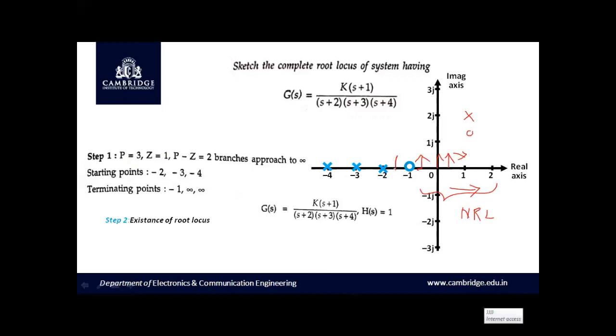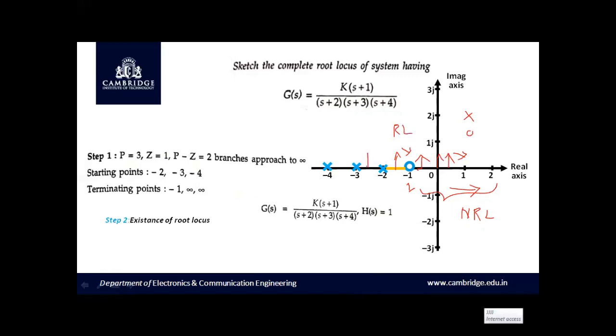Now let me take a point here. Look towards the right and you can ask the same question. Are you able to see an odd number of poles and zeros towards your right? In this case, I have 1 zero, which is an odd number. Therefore, a root locus exists towards the left of an odd number of poles and zeros. So, root locus exists in this region and I can write it as RL.